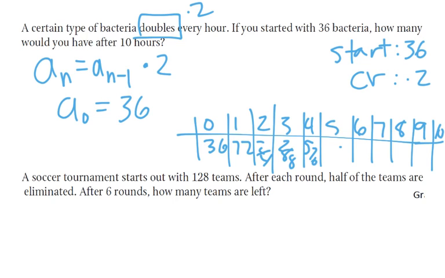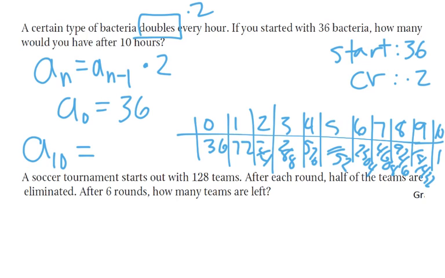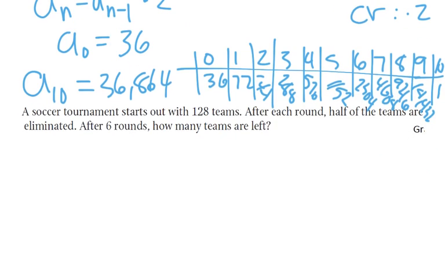Times that by 2, 1152. Times that by 2, 2304. After 7 hours, times that by 2, 4608. Times that by 2, 9216. Times that by 2, the 9th hour, we'd have 18,432. So then the 10th hour, in other words, a sub 10 would equal 36,864. Okay? All right, now let's look at the next one.